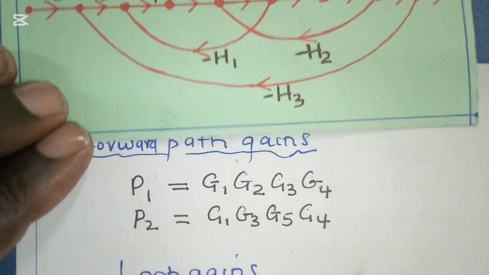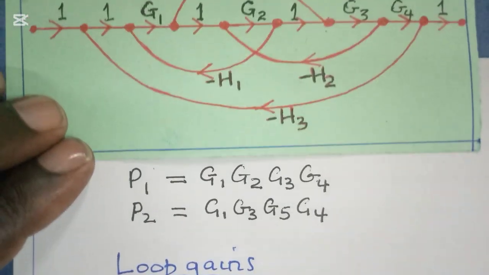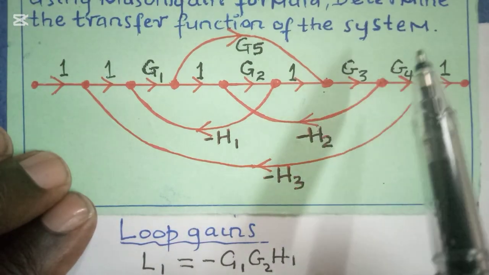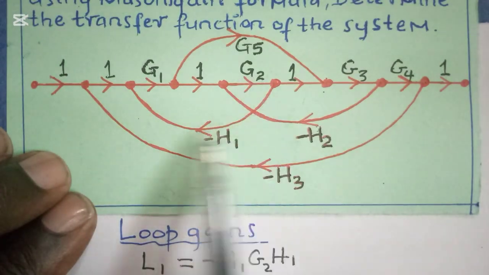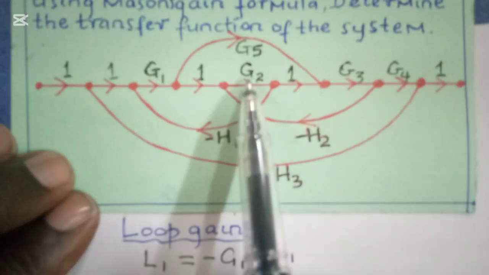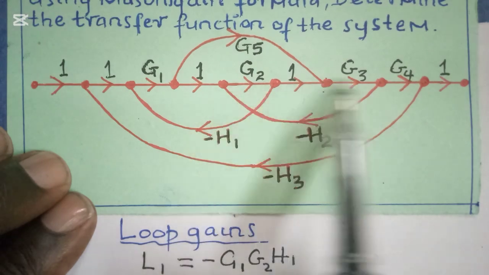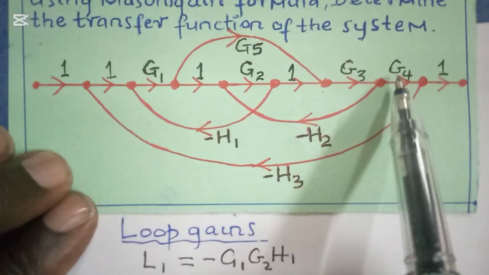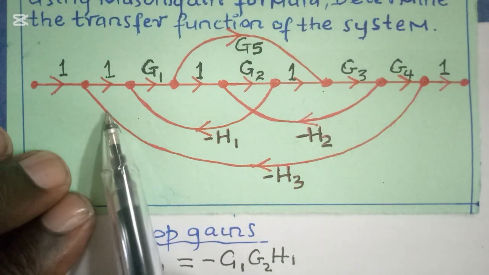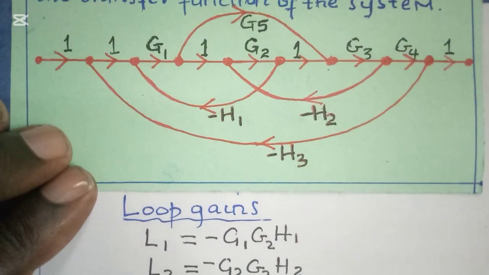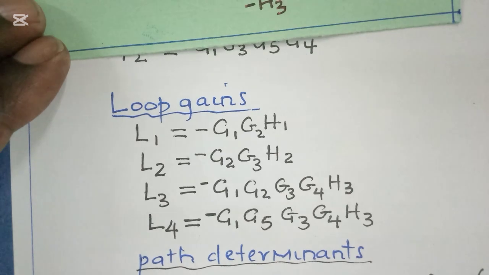Coming to the loop gains, we have a number of loops. Loop 1 is G1, G2, H1. Another loop is G2, G3, H2. Another loop is G1, G2, G3, G4, H3. And then we also have another loop that goes through G5. These are the loop gains.